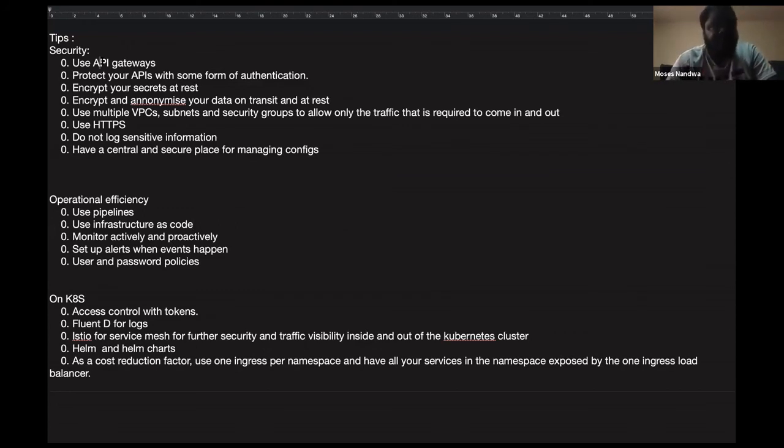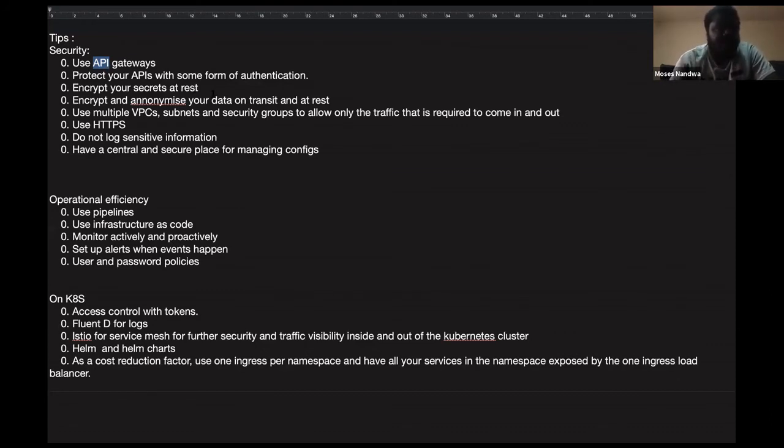But one, use your API gateways. They'll help you a lot. You could put some form of authentication over there. You could put your throttling, maybe rate limiting over there, and protect your APIs, particularly when you have high traffic and you have denial of service attacks. You could be able to do this with API gateways. Next, protect your APIs with some form of authentication.